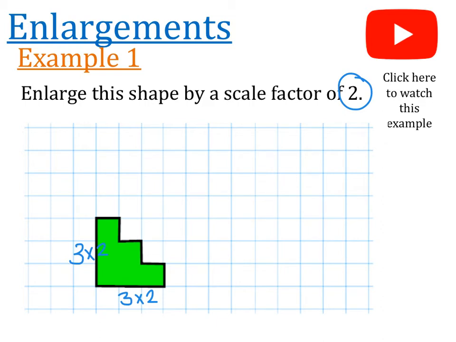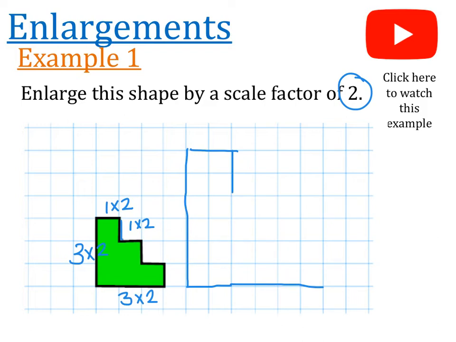So let's go ahead and draw that. 1, 2, 3, 4, 5, 6, and 1, 2, 3, 4, 5, 6. Across the top here is 1 square. 1 times by 2 is 2 squares across. Down here is also 1 square. 1 times by 2 is 2, so 2 squares down.